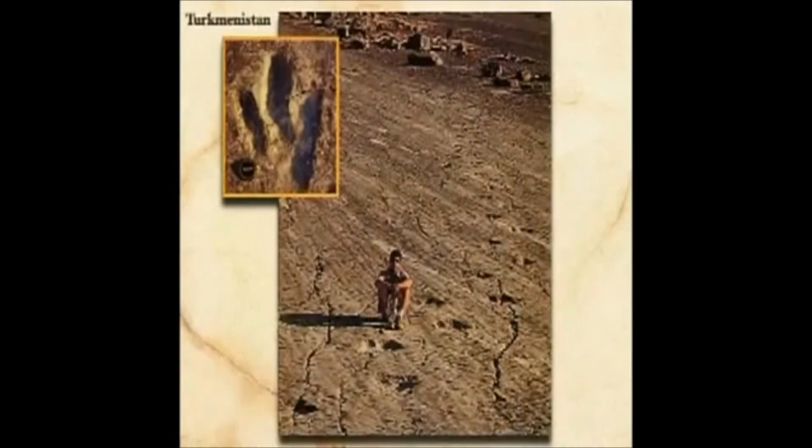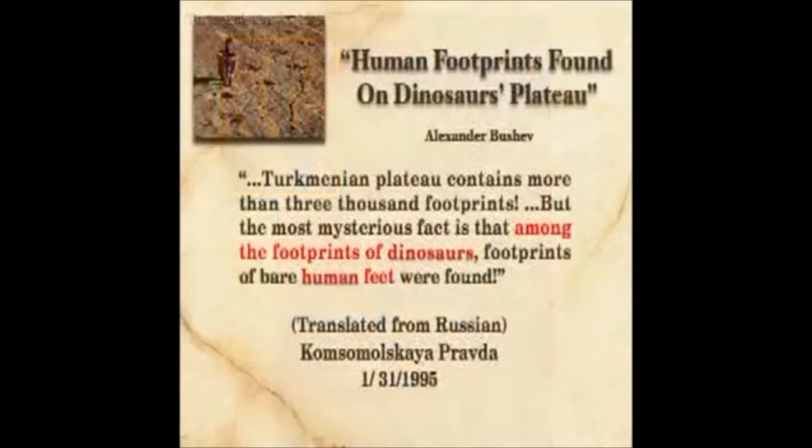In Turkmenistan that we mentioned earlier, there are a lot of dinosaur tracks. This is from Pravda, under the headline, Human Footprints Found on Dinosaurs Plateau. Turkmenian Plateau contains more than 3,000 footprints, but among the most mysterious fact is that among the footprints of dinosaurs, footprints of bare human feet are found.